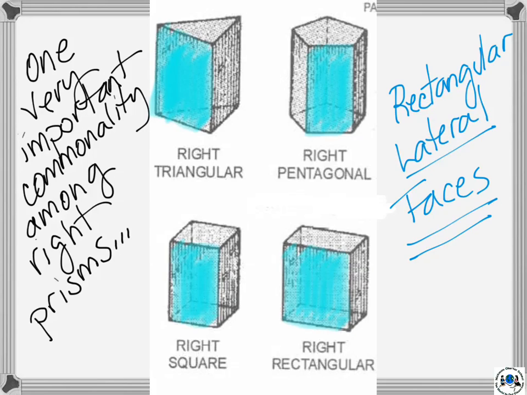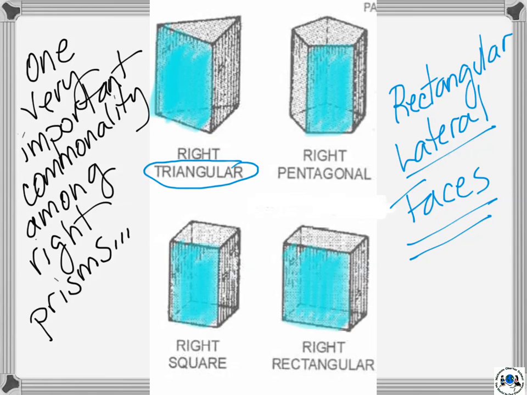Okay, all right prisms are going to contain rectangular lateral faces. So all of their lateral faces are rectangles. Okay, all of them. The only thing that changes, of course, are the bases, and we talked about right prisms being named by their base.